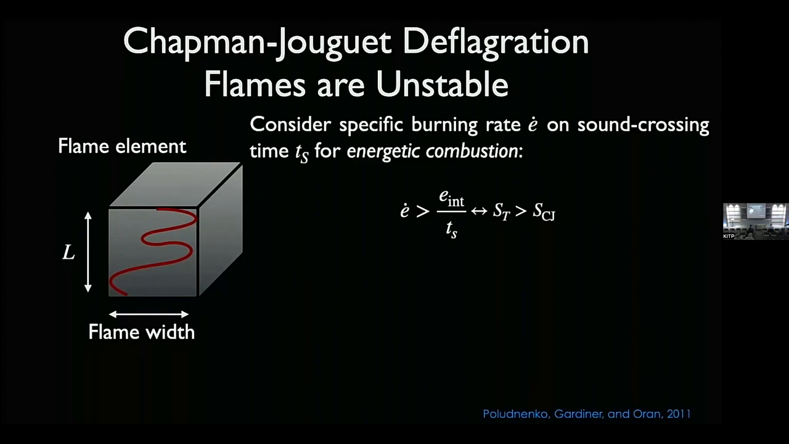So that means something quite important. It means that turbulent deflagration speeds which exceed the Chapman-Jouguet deflagration speed are intrinsically unstable. That is, one does not need to achieve the detonation velocity to detonate. One only needs to exceed the Chapman-Jouguet deflagration speed.